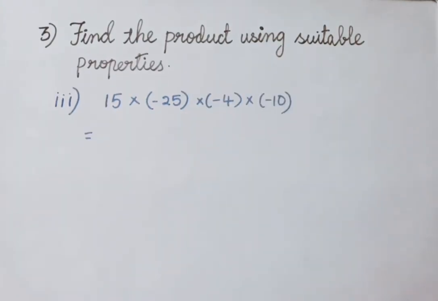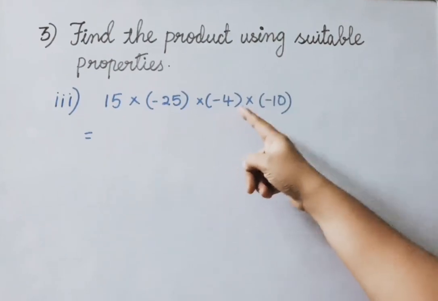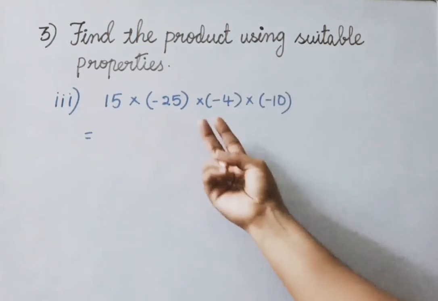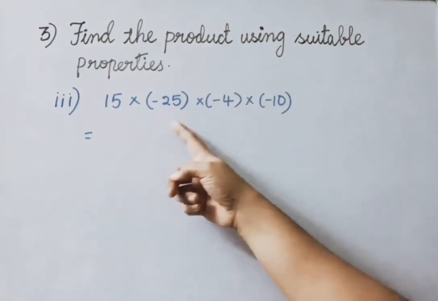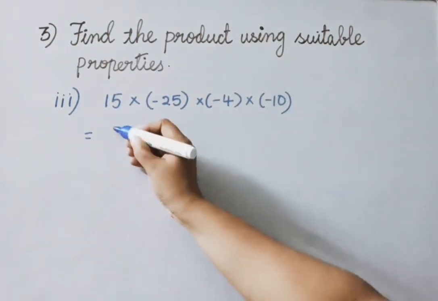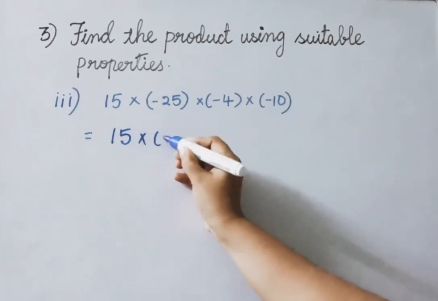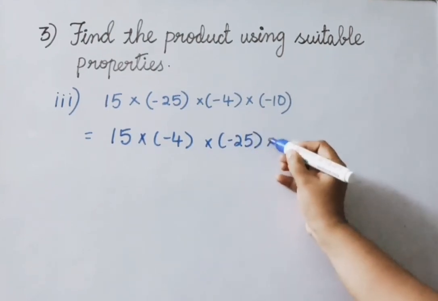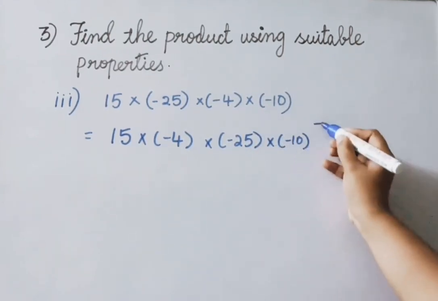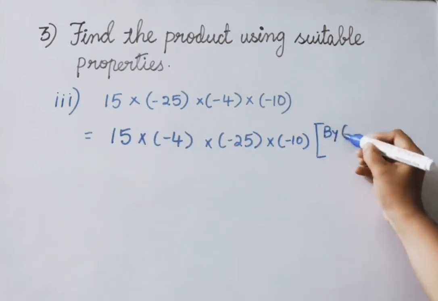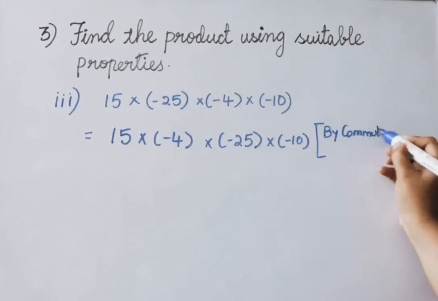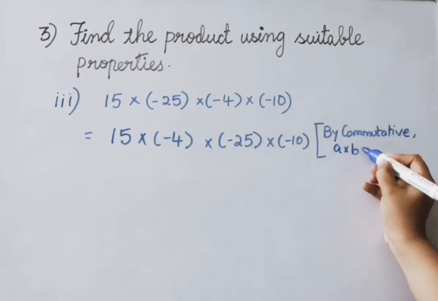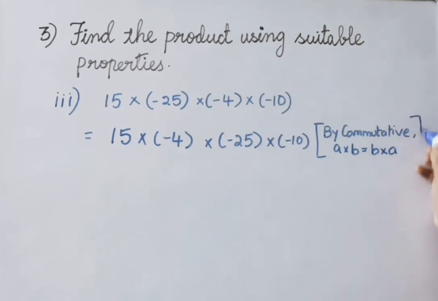See the third sum now. 15 into minus 25 into minus 4 into minus 10. Now let us apply the commutative property for these two values. A into B written as B into A. Let us write down 15 into minus 4 into minus 25 into minus 10. By commutative property, A into B equals B into A.